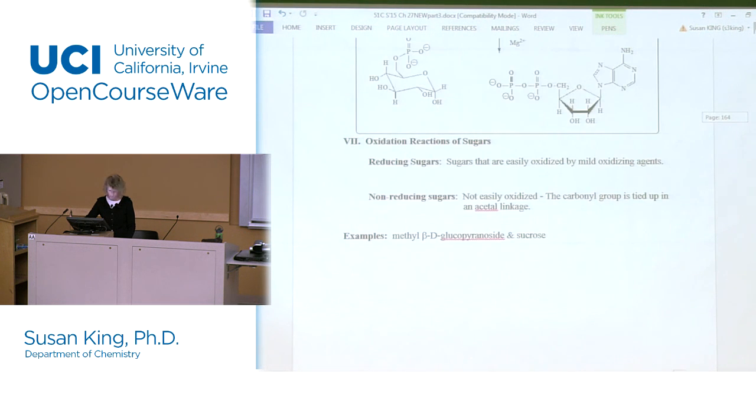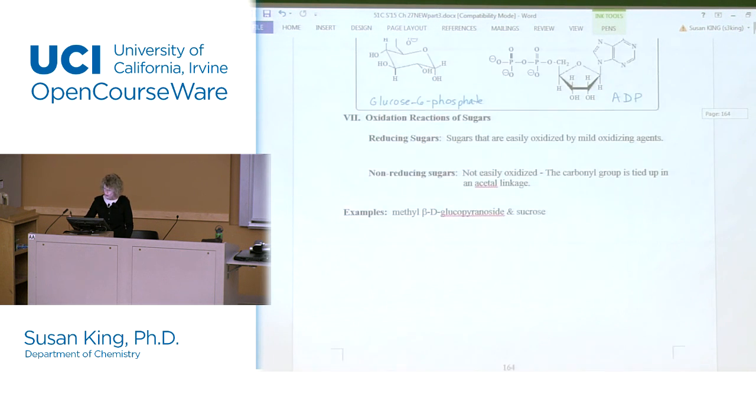All right, should we finish labeling that though? This is just for fun. Come on, I'm not going to test you on this, but glucose 6-phosphate. And this is ADP, adenosine diphosphate.